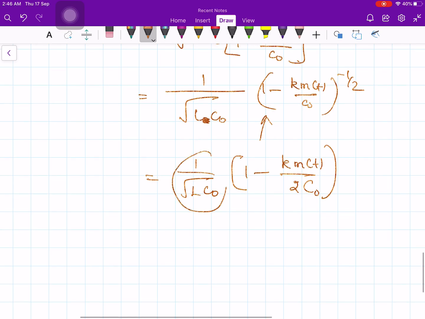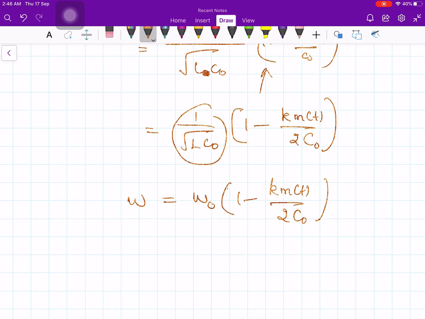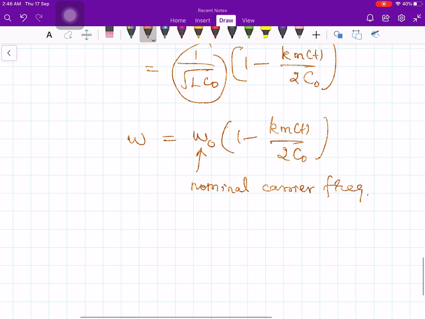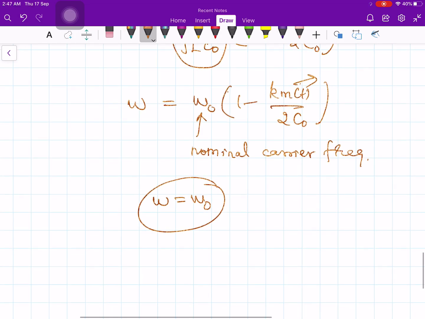Now this one let me call omega naught. Therefore omega is equal to omega naught times 1 plus K times m of t divided by 2 C naught. And this omega naught is the nominal carrier frequency. The carrier frequency is what you will get in the absence of the modulating signal, that is, when m of t is equal to 0, then your modulated signal will be the same as your carrier signal. Because when m of t is 0, you are left with only one term, omega naught.